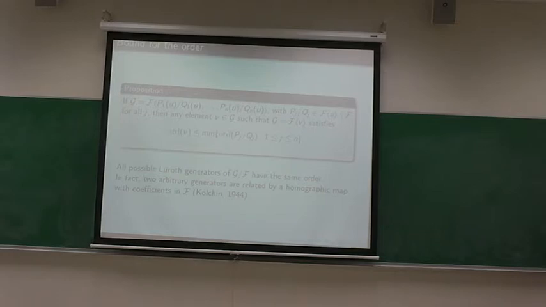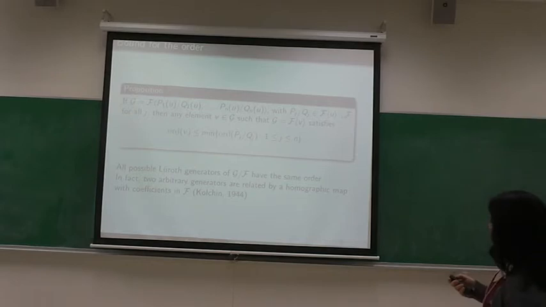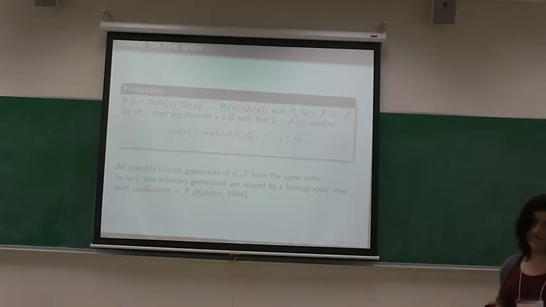How do you define the order of the quotient, sorry? The order of the quotient? It is the maximum of the orders of the numerator and the denominator. Oh, the maximum of both. Of both. Yeah.